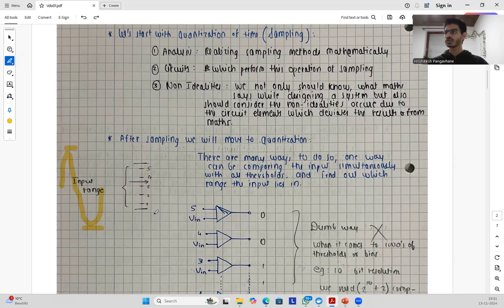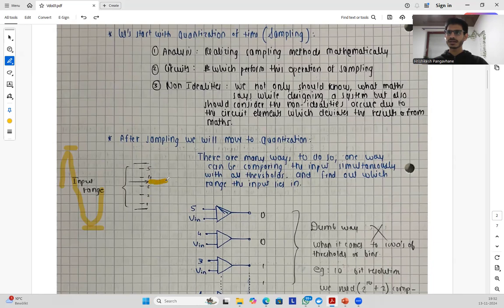And there are many ways to do so. One of the ways can be comparing the input simultaneously with the thresholds. So these are the thresholds. We need to assign a value to that amplitude at that particular time, that how much is that amplitude. So instead of a continuous range in a digital system, we have assigned 5 values. Out of those 5 values, whatever value or range that amplitude fits in will be represented like this.